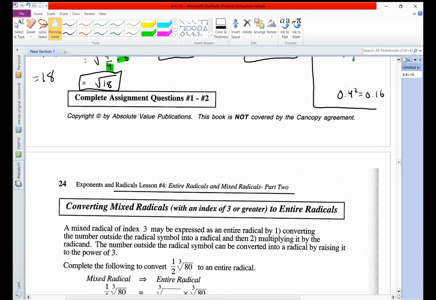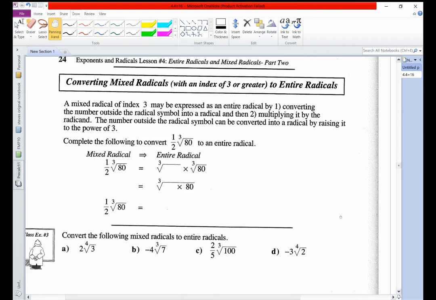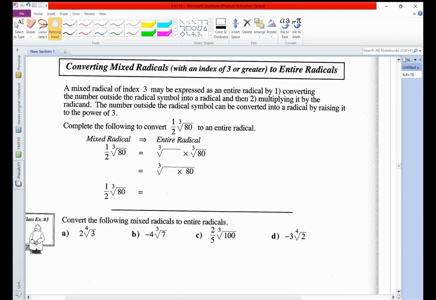There are some trickier problems we can do with an index of 3 or greater. So we're looking at cube roots or fourth roots or fifth roots, and they do get a little bit tricky, and it's good to have some of the square roots and cube roots memorized, but in this case you can just cube things if you're unsure. So here's an example. We have 1/2 multiplied by the cube root of 80, and we want to write this as an entire radical, so the whole expression needs to be under the cube root sign.